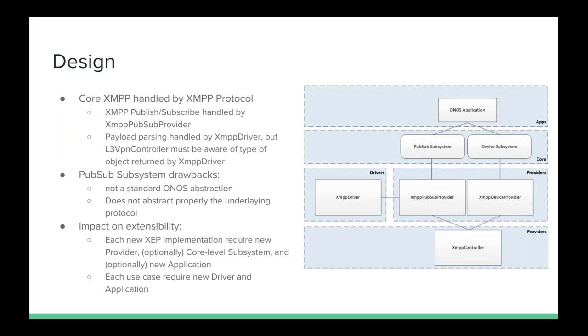Mm-hmm. The question I had about the pub sub subsystem is, clearly the implementation rides on top of the XMPP controller, but I'm interested to see what the abstraction looks like to the ONOS applications. Is that something that's closely tied to XMPP, or is it somewhat divorced from it and provides some high-level abstraction that could potentially be backed by other providers? Okay, I think it's generic, but it's not really tied to XMPP.